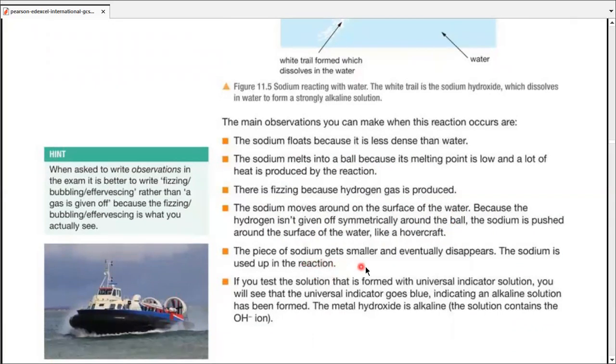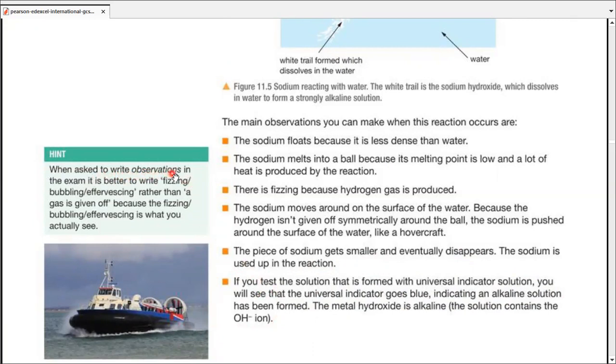The piece of sodium gets smaller and smaller and it eventually disappears. The sodium is used up in the reaction and it's converted into the alkali. If you test the solution that is formed with a universal indicator, you would see that the universal indicator goes blue, indicating an alkaline solution has been formed. The metal hydroxide is alkaline. The solution contains the OH negative ions.